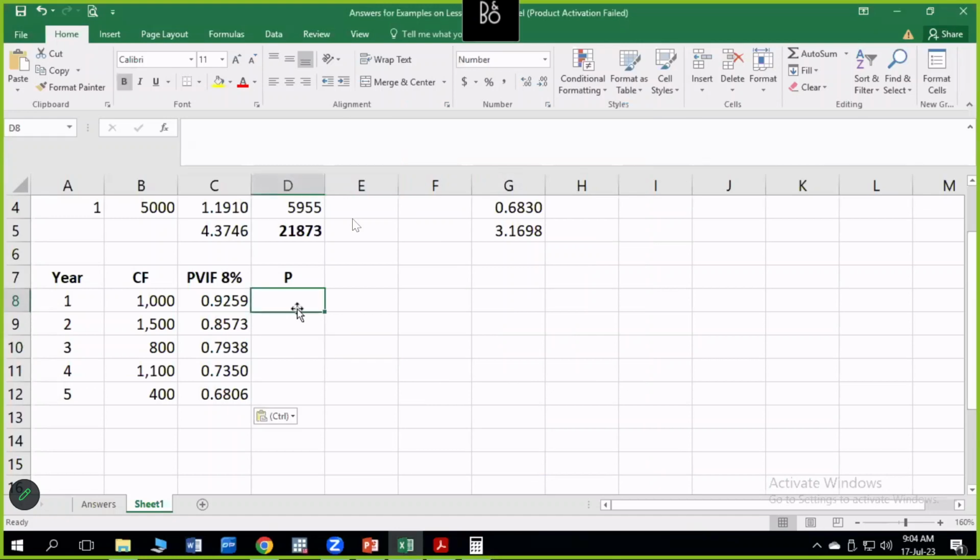Then simply multiply all these cash flow values by the present value factor, so you can obtain the results. You can present your results to the nearest rupee, like this.